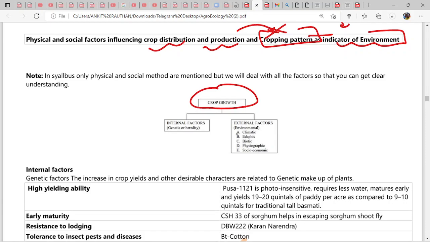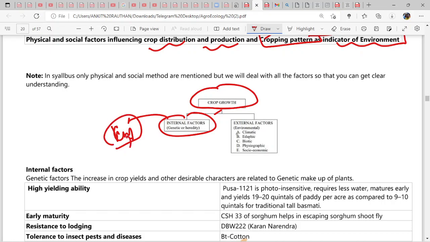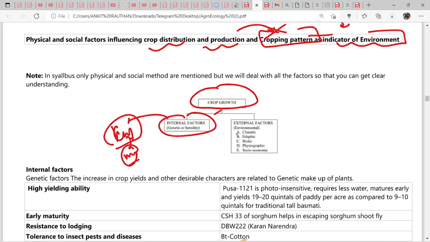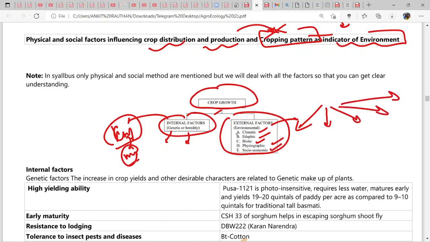So for crop growth, two factors matter, that are internal factors, that is the crop's internal mechanism, which is basically genetic and heredity, and external factors, which include climatic, which we have seen, that comes under abiotic, biotic factors, we will see edaphic factors, we will see physiographic factors, socioeconomic factors. So basically they have told us about five factors, but in the syllabus we have to know about physical and social factors only, but we will see these five factors so that we can have a better understanding.